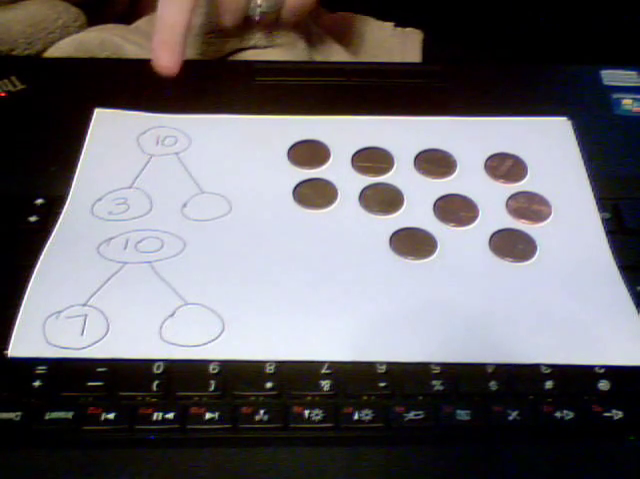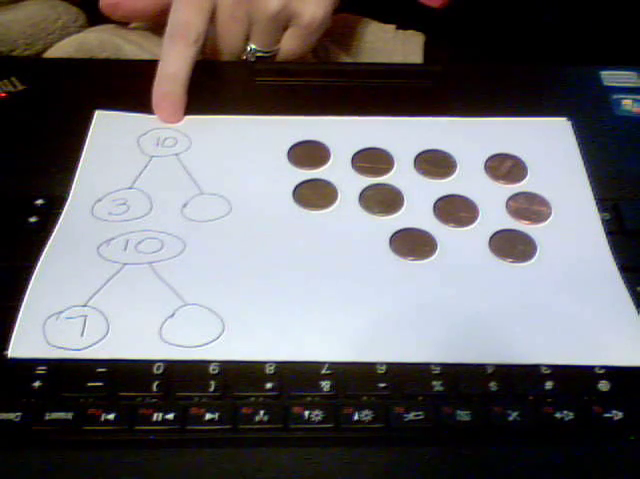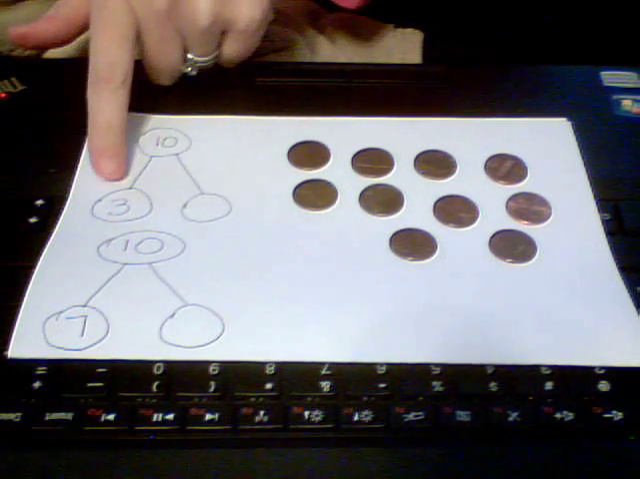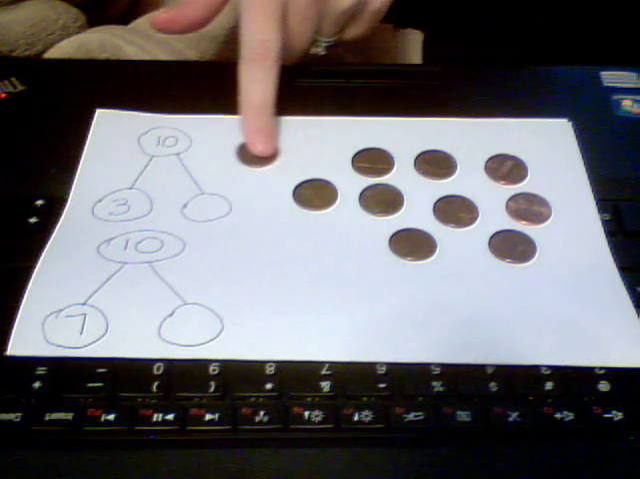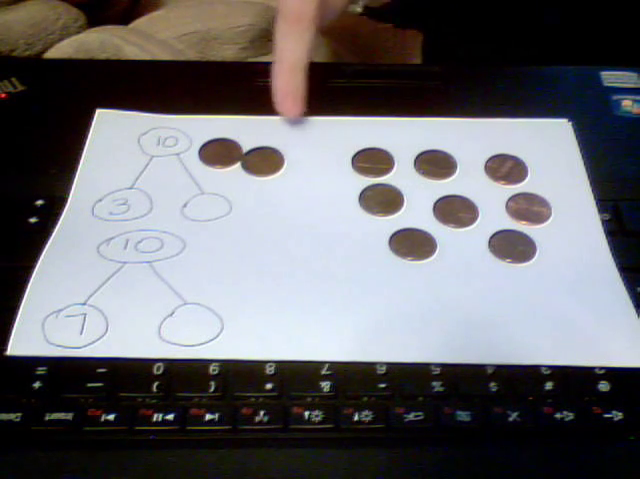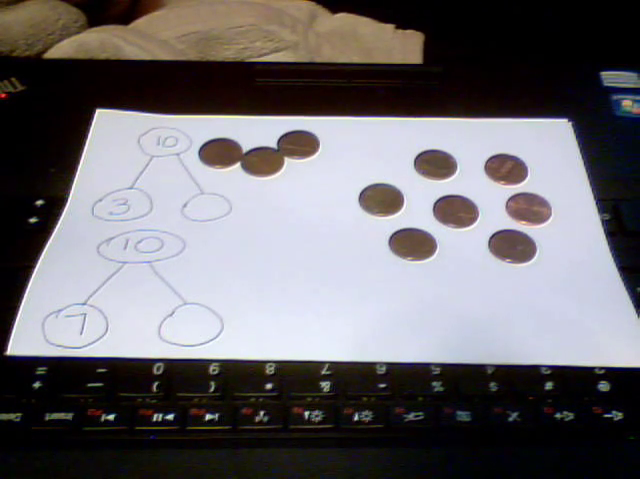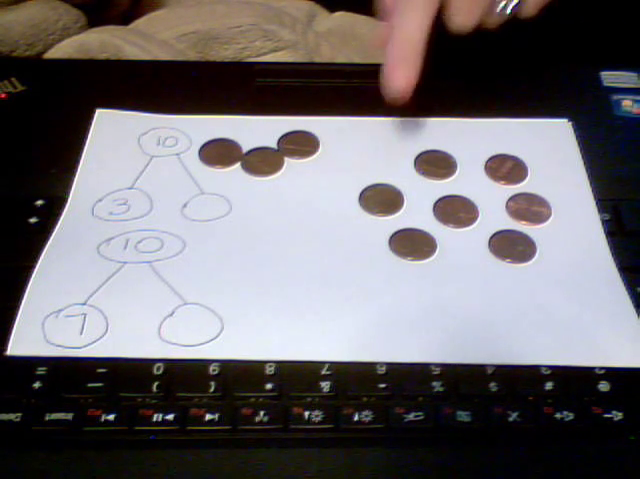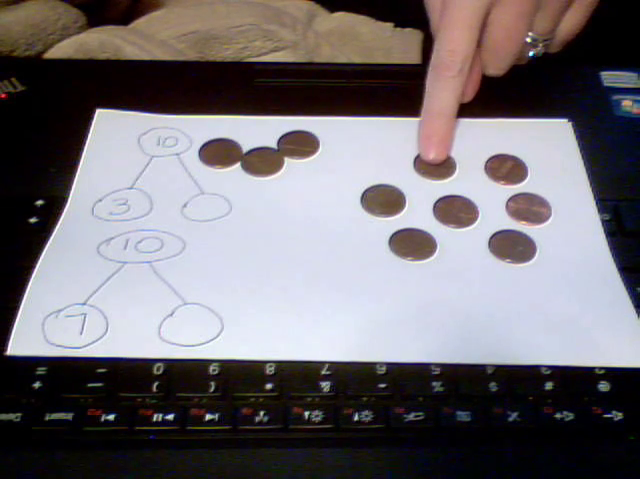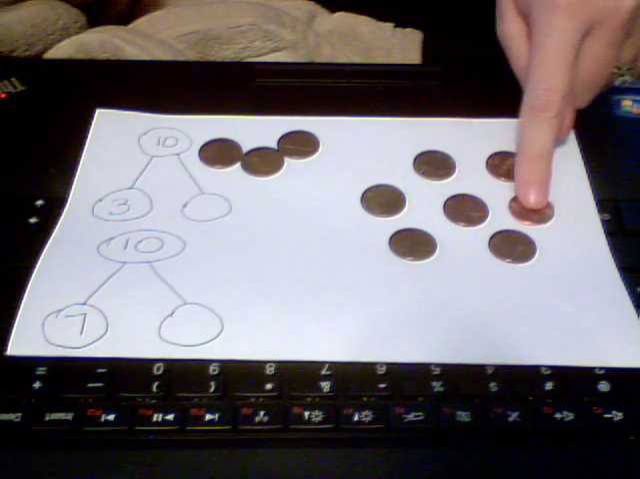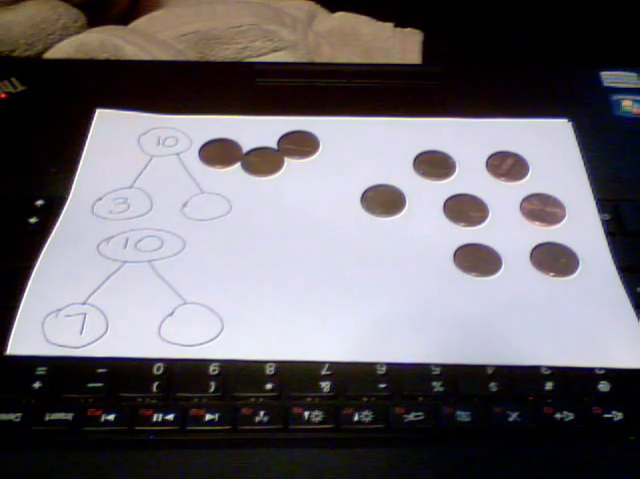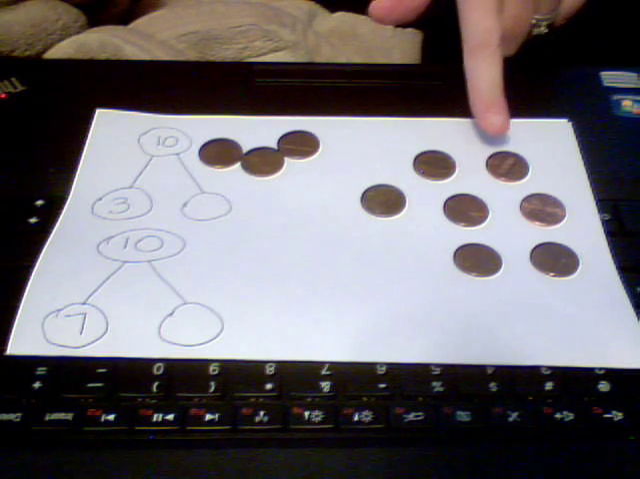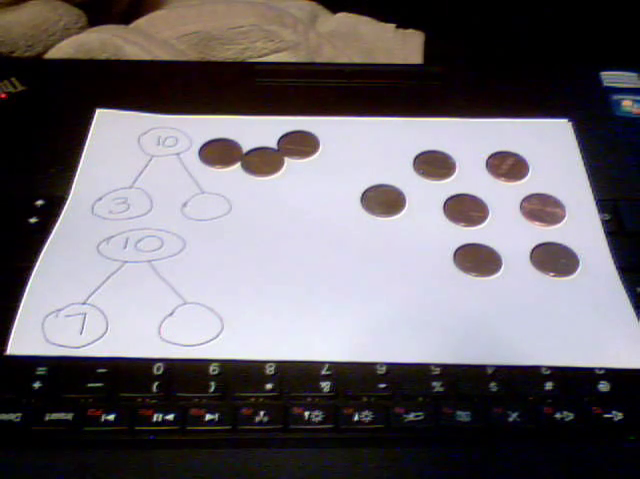So my first number bond, the sum at the top is 10. My first number is 3. So I'm going to pull out 3 of my 10 pennies out to the side. 1, 2, 3. Now I'm going to count how many pennies I have left over, and that will give me my second number. 1, 2, 3, 4, 5, 6, 7. So I know that 3 plus 7 equals 10.